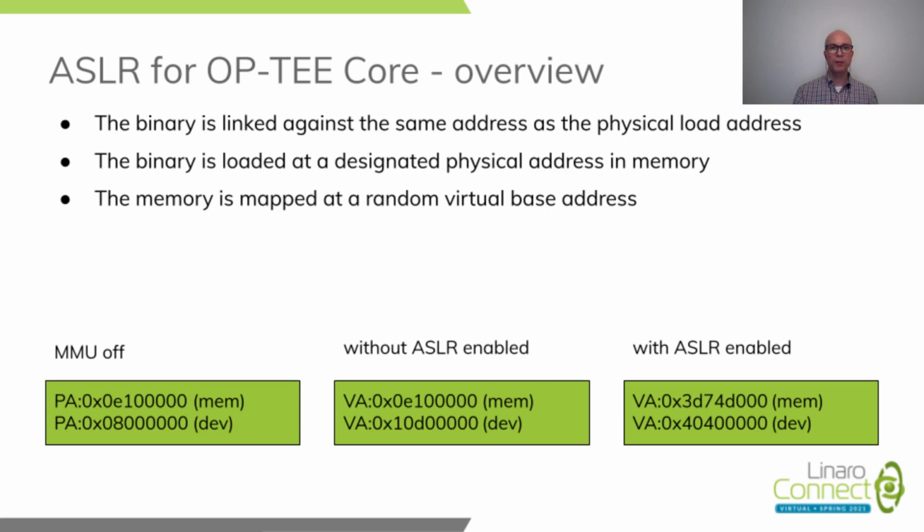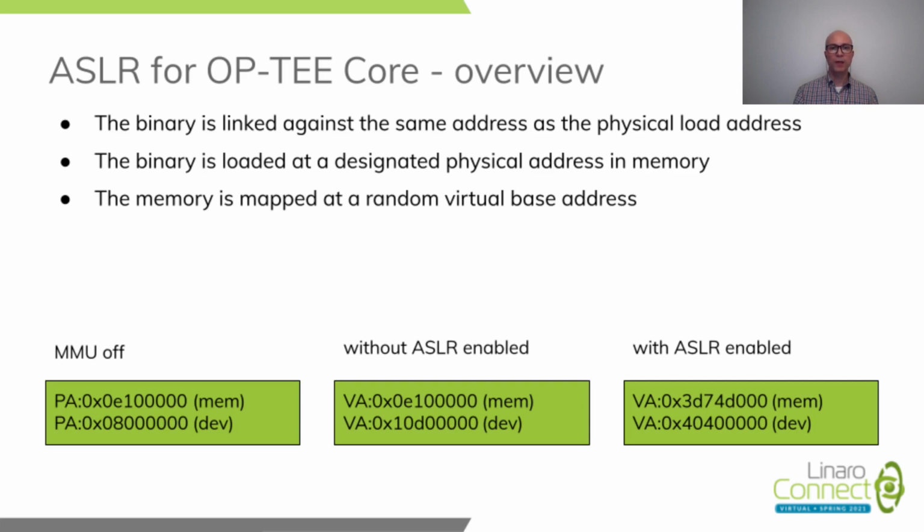In the example here, based on QEMU, we have OP-TEE loaded at the usual physical address with the MMU still off. Also shown is some device at the physical address defined in the emulator, to illustrate how device mappings are assigned virtual addresses. If the MMU is enabled with ASLR disabled, we are keeping the same address for the memory we are executing from, but the device mapping is moved to use the next available virtual address. This makes better use of the virtual address space since we avoid having scattered mappings.